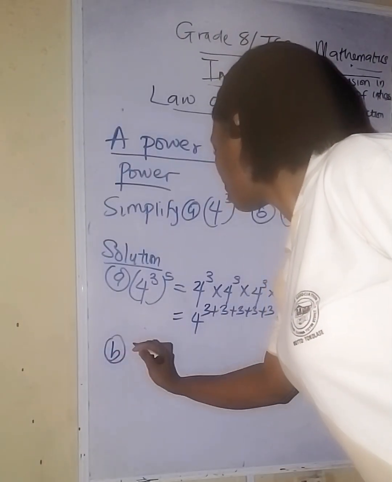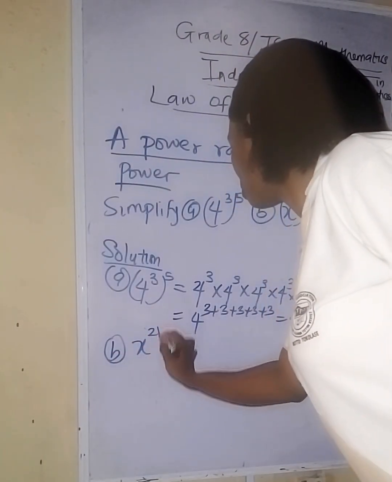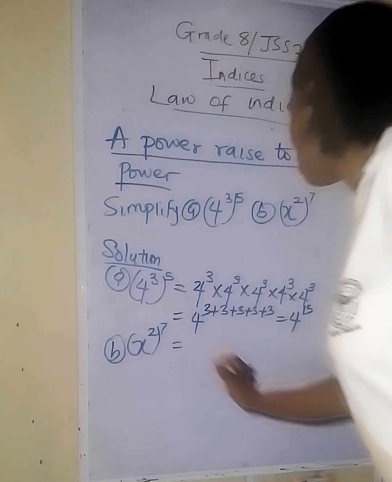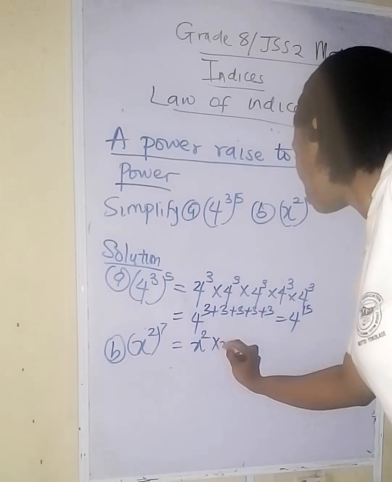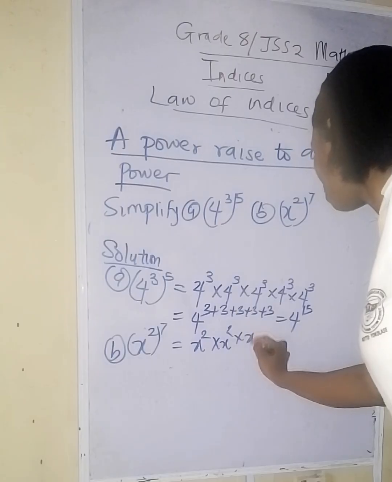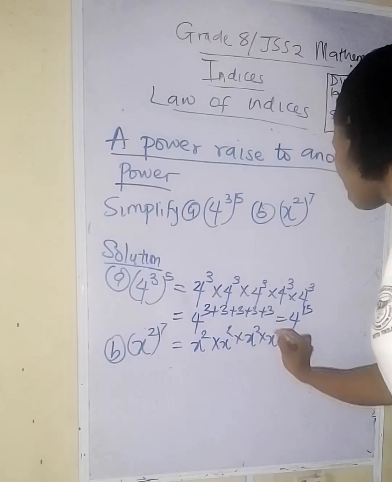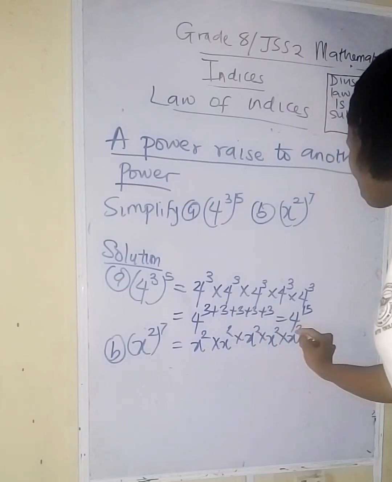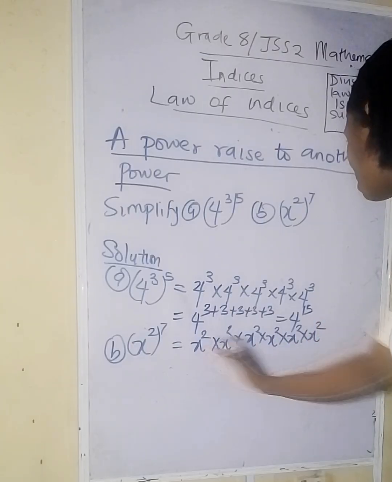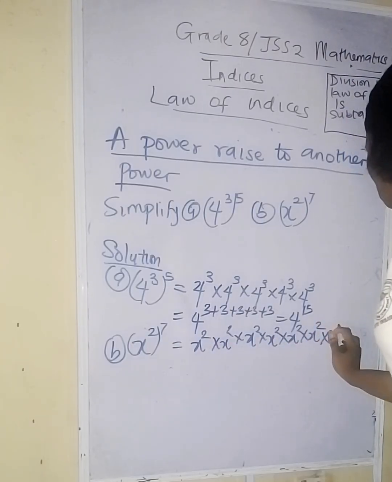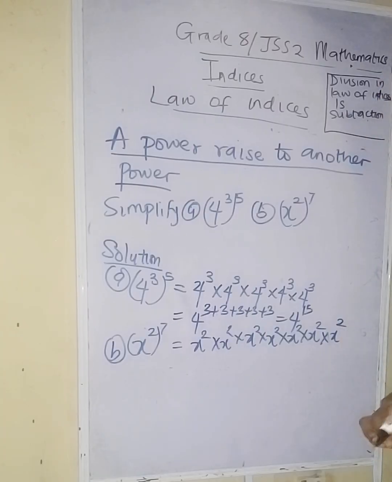So the next one is this. X raised to power 2, all raised to power 7. So that is also what? X raised to power 2, 7 times. Raised to power 2, raised to power 2, raised to power 2, raised to power 2, raised to power 2. 1, 2, 3, 4, 5, 6, and the last one raised to power 2.